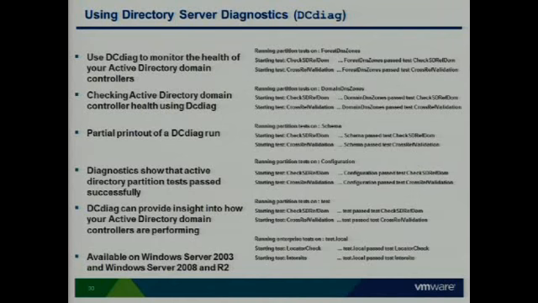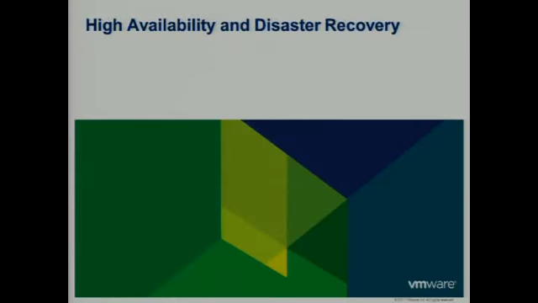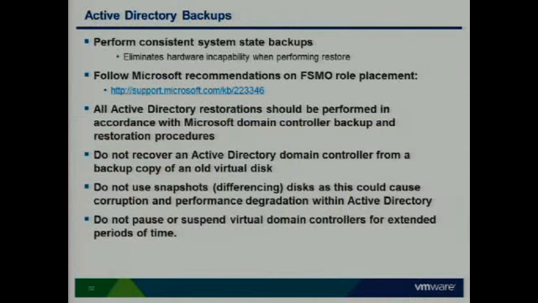Just a quick screenshot of DCdiag. Again, it shows various types of tests and checks so that we can make sure we are getting proper connection and proper replication occurring, that it's truly passing the directory partitions, and that we're getting things replicated and so on and so forth. All right, let's move back into the world of vSphere and talk a little bit about some of the strategies for high availability and DR issues.